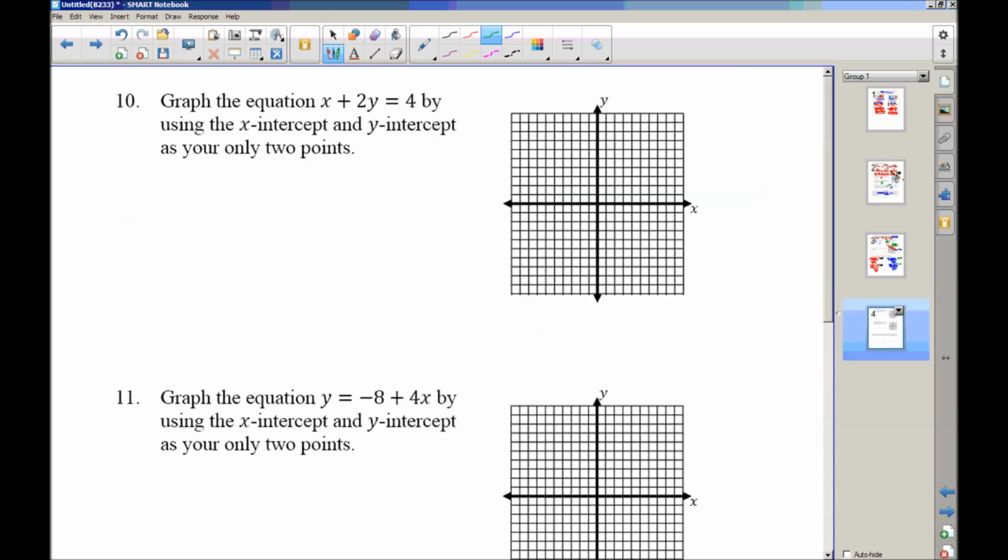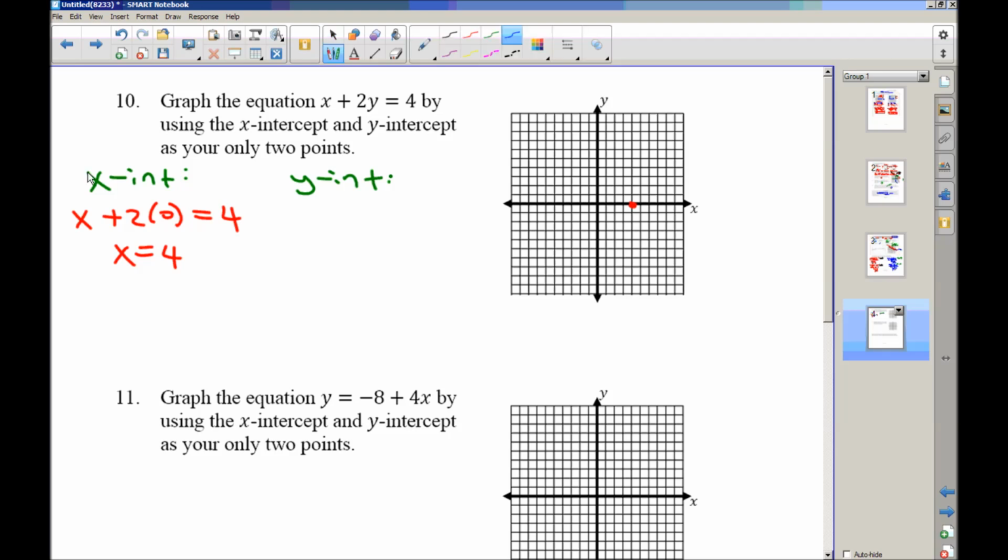Okay, last two. We're going to use this information to help make our graph. So same thing. Find the x-intercept, find the y-intercept, and then we'll make a graph. Okay, so x-intercept. X-intercept is solve for x when the y value is 0. So we get x is 4. So we put a point at 4 on the x-axis.